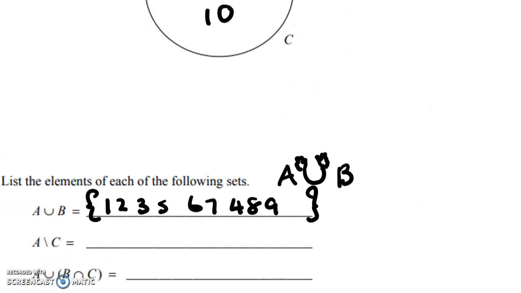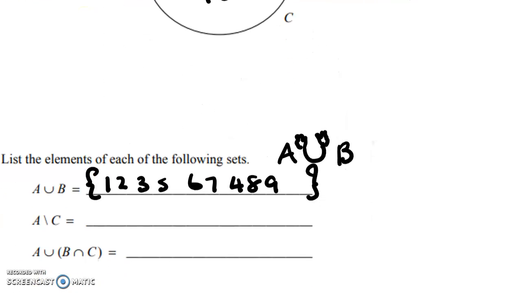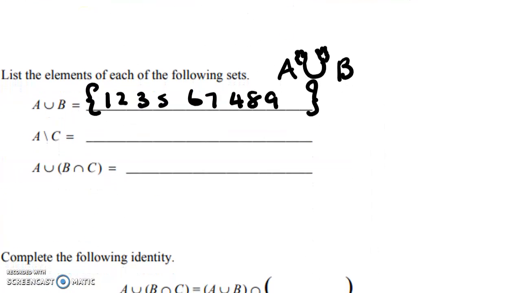A\C means A, not C. Have a look. A, not C. What numbers do you think you'd be writing in there? A, not C is 2, 3, 6, 7.